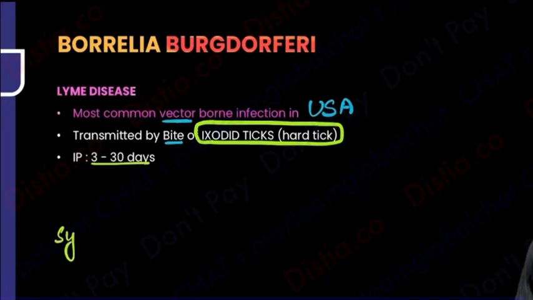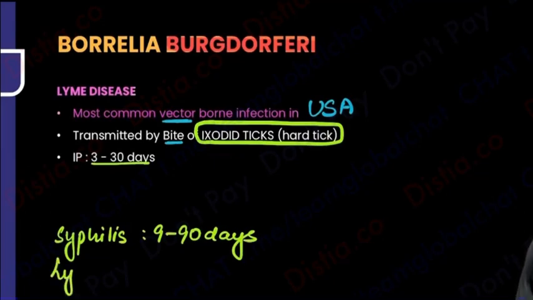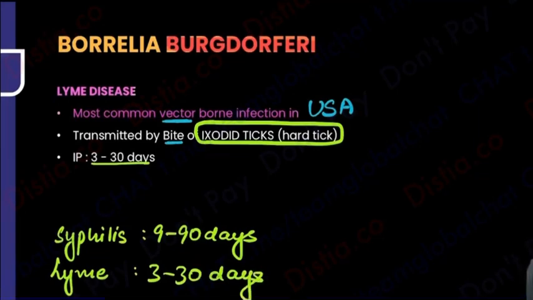I hope you remember, before this we did syphilis. Syphilis had an interesting incubation period of 90 days. Now I'm talking about Lyme disease. Lyme disease has an incubation period of 3 to 30 days, and it happens by the bite of an ixodid hard tick. So how is it that the patient is going to present?